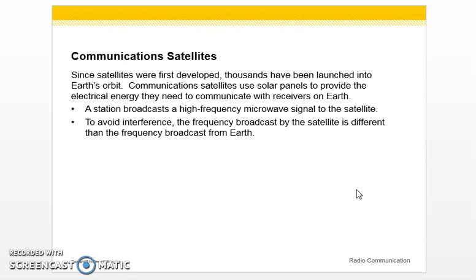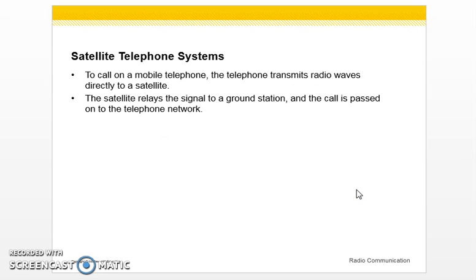Since satellites were first developed, thousands have been launched into Earth's orbit. Communication satellites use solar panels to provide the electrical energy they need to communicate with receivers on Earth. A station broadcasts a high-frequency microwave signal to the satellite. To avoid interference, the frequency broadcast by the satellite is different than the frequency broadcast from Earth. To call someone on a mobile phone, the telephone transmits radio waves directly to a satellite. The satellite relays the signal to a ground station, and the call is passed on to the telephone network.